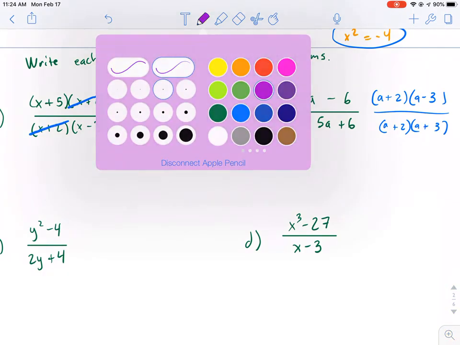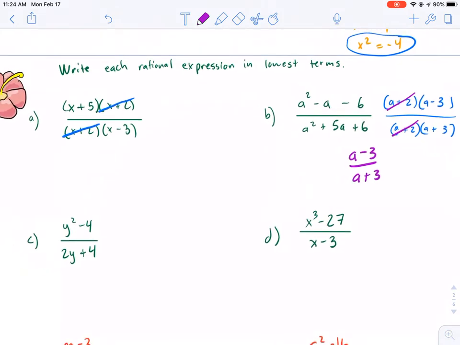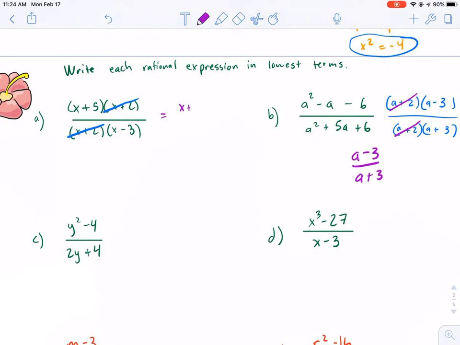Now we're going to look for any common factors in the top and bottom. So here we see a plus 2 separated by multiplication. So our final answer is going to be a minus 3 over a plus 3. Okay, I forgot to mention over here, our final answer is x plus 5 over x minus 3.